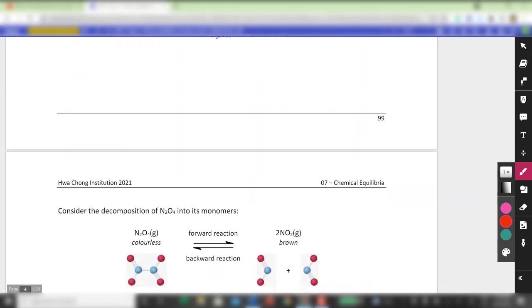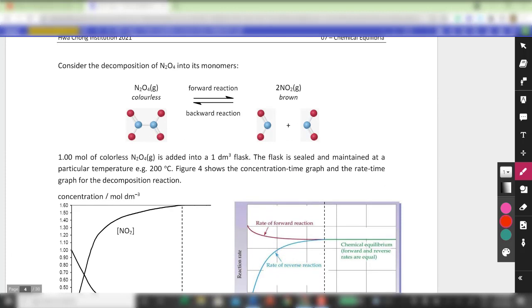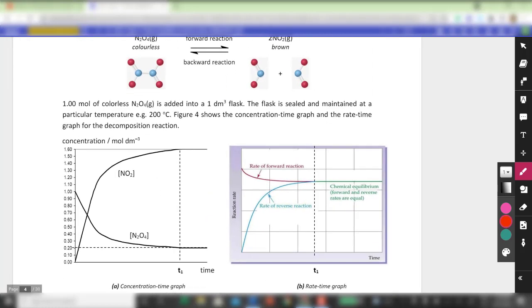Right, so we're going to move on to the next portion. Dinitrogen tetroxide being decomposed to give you NO2. This is one of the most well-studied reactions, whether we are talking about chemical kinetics or chemical equilibrium. The reason why it is so well studied is because N2O4 is colorless, while NO2 is brown, so it's very easy to detect the amount of NO2 present in the system. So we are just using this as an example.